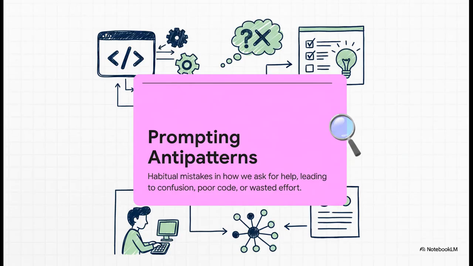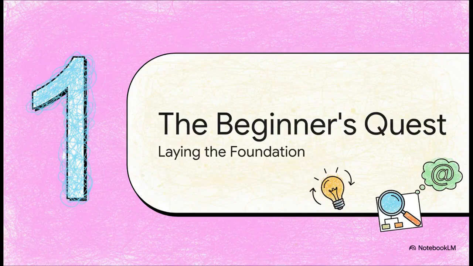So what are these anti-patterns? Well, think of them as the bad habits we all accidentally fall into when we ask an AI for help. They're the real reason we end up with confusing code, vague answers, and just wasted time. Understanding these is the key to turning your AI from a frustrating intern into a genuine coding partner. All right, let's kick things off at level 1. We're going to look at the foundational mistakes that trip up newcomers the most.